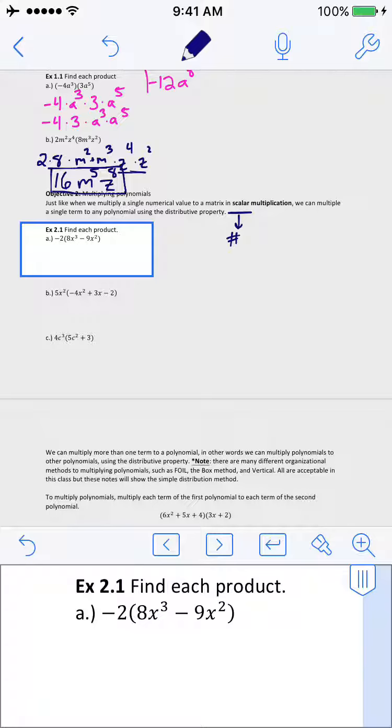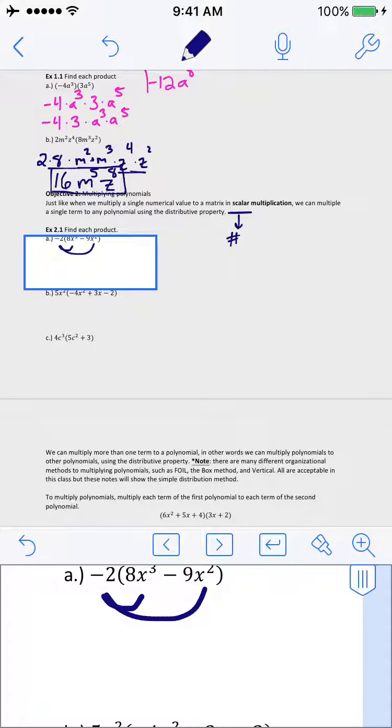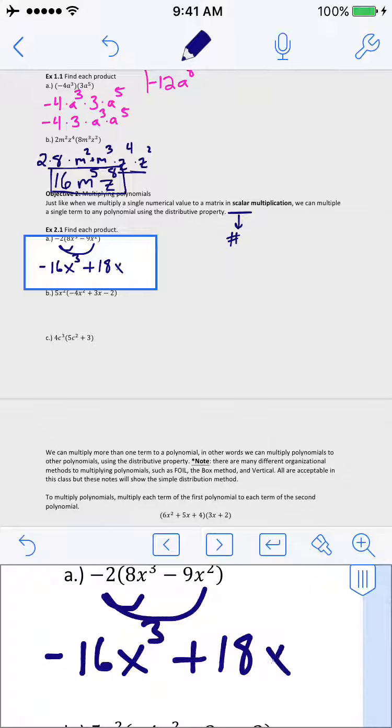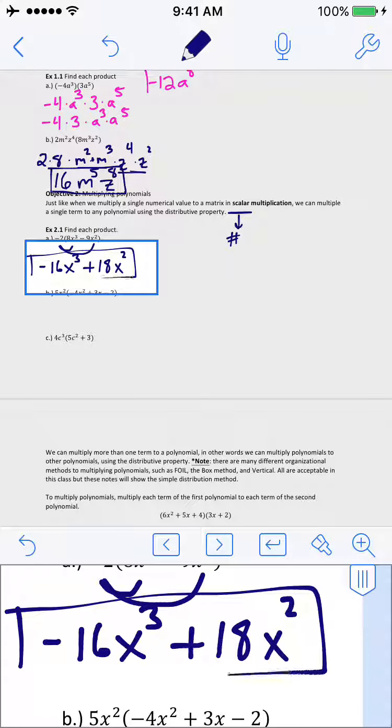I believe most of you remember the distribution property from last time. We just take that -2 and multiply it to each of them, right? So -2 times 8x cubed is -16x cubed. -2 times -9x squared becomes a positive, right? Negative times negative is a positive, 18x squared. I have no variable here to change anything, so really I'm just multiplying those coefficients. And we have our new binomial of degree 3, right?